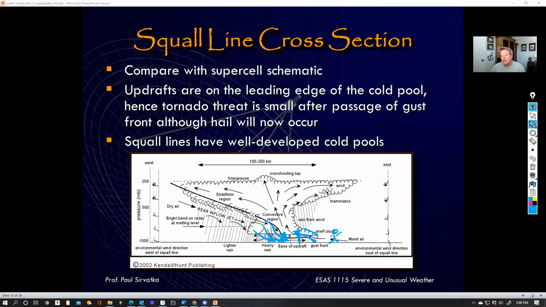And then you get the heavy rain and maybe the hail that falls in here. So what do you experience? Nothing, gusty winds, boom, tornado. And then you start getting hail and rain.